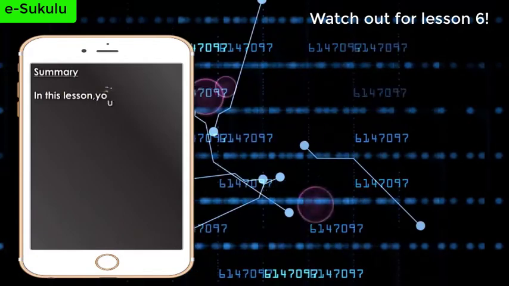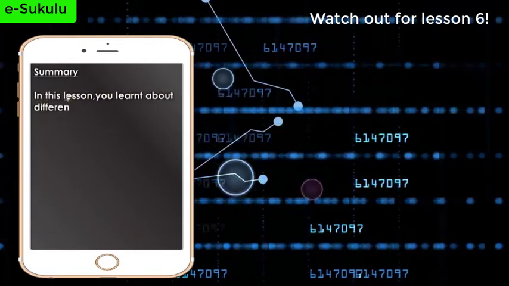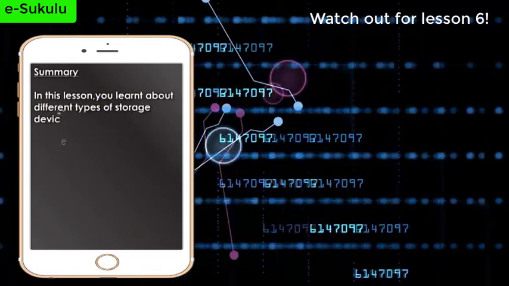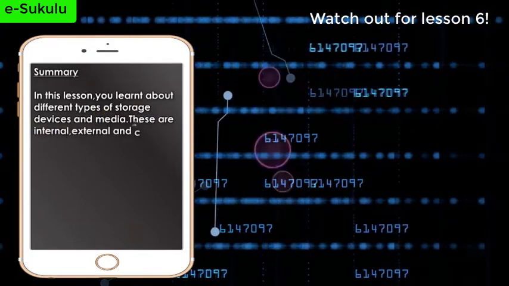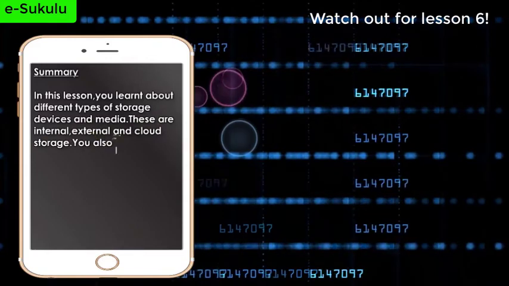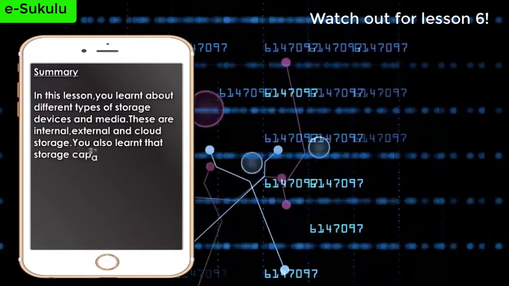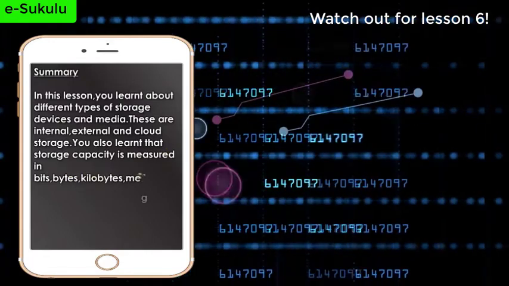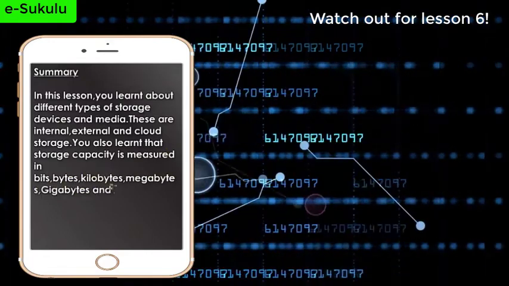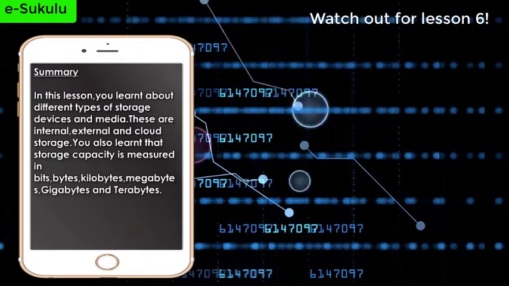Summary. In this lesson, you learned about different types of storage devices and media. These are internal, external, and cloud storage. You also learned that storage capacity is measured in bits, bytes, kilobytes, megabytes, gigabytes, and terabytes.